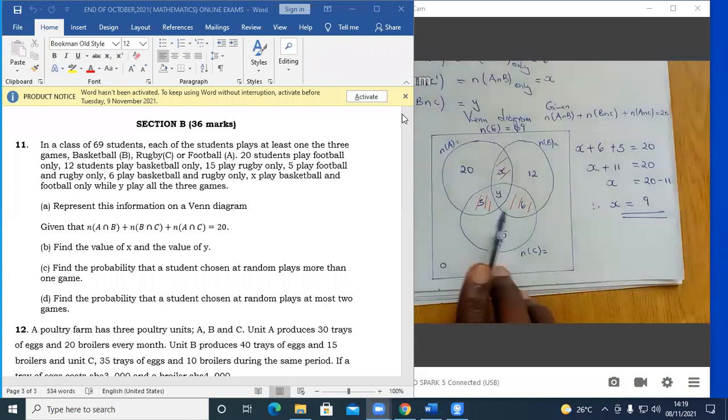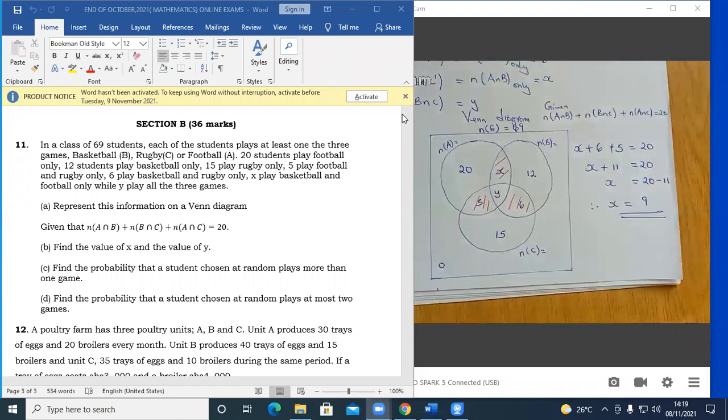Are we going to find the value of Y? We have already got the value of X using the information they've given us. Are we going to find the value of X? I mean of Y, sorry.